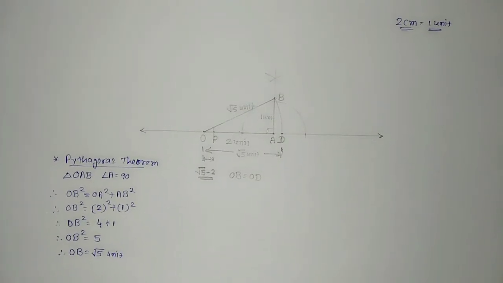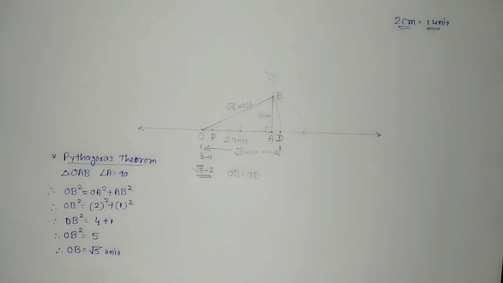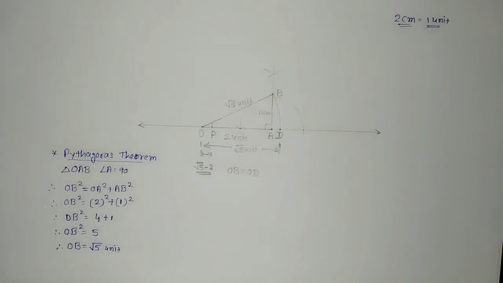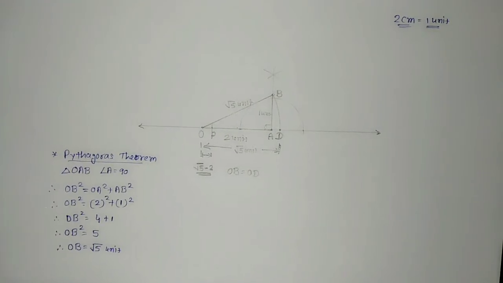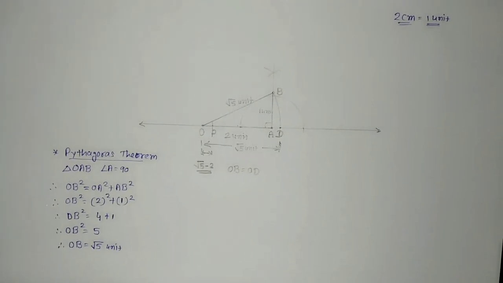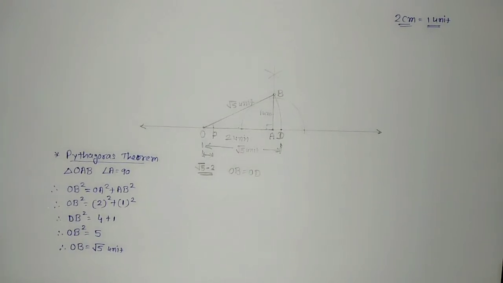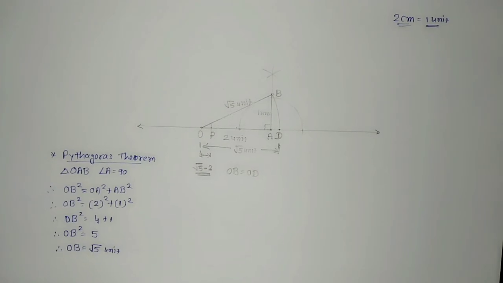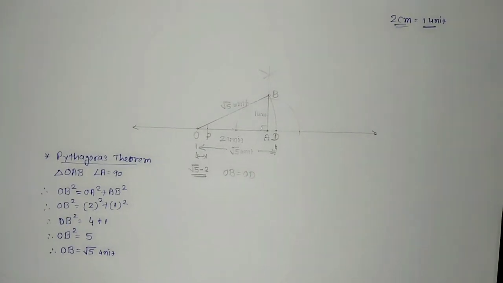In a similar way, suppose in the exam you are asked to draw root 3 minus 2. What will you do in that case? If it is root 3 minus 2, it will be going in minus. But suppose they ask you for root 3 minus 1. What will you do? In a similar way, first of all you have to construct root 3, and then from that point you have to subtract 1 unit and you will get this value. So this is how you can do the construction of root 5 minus 2.